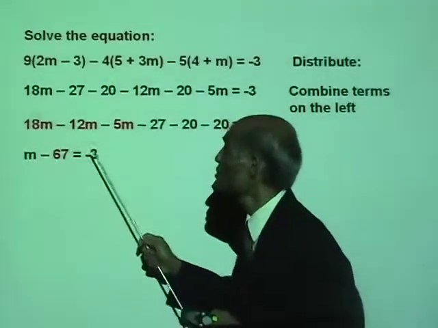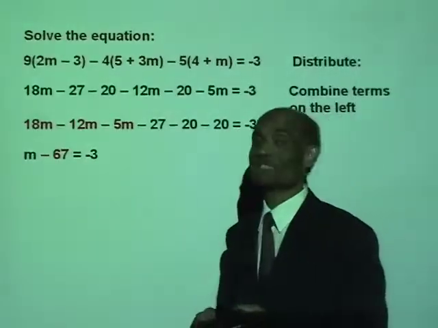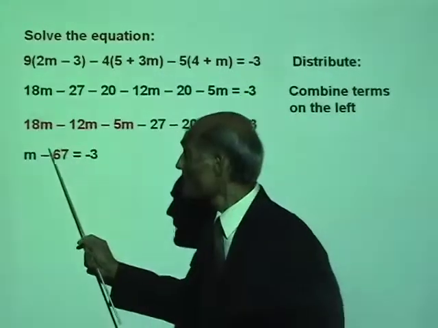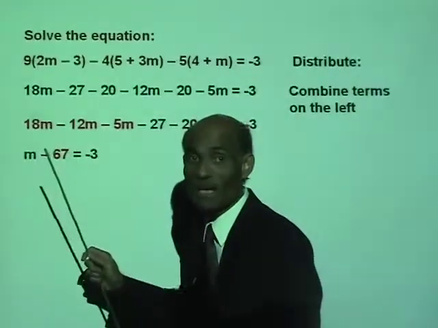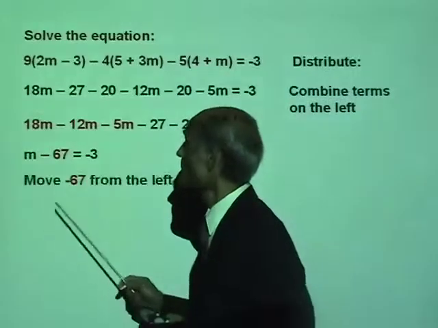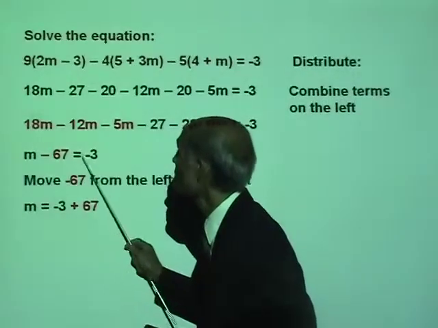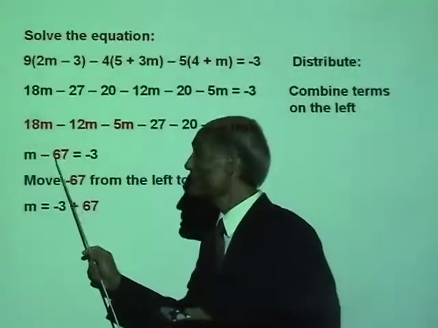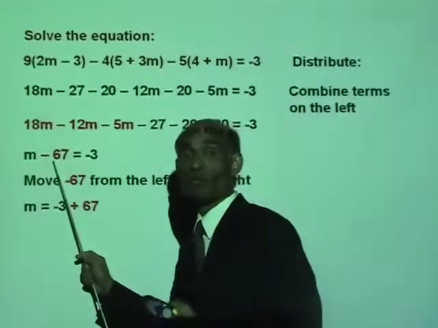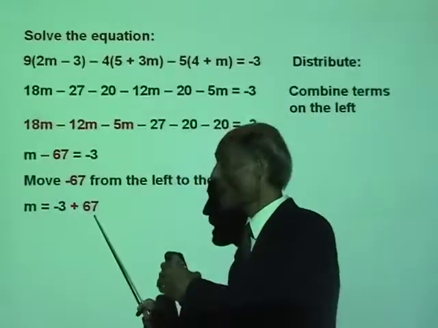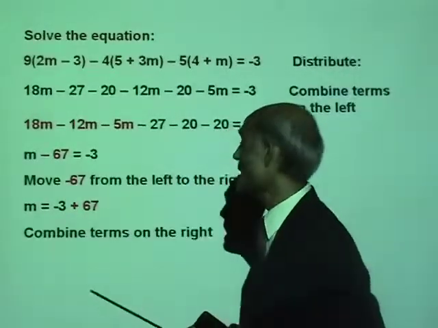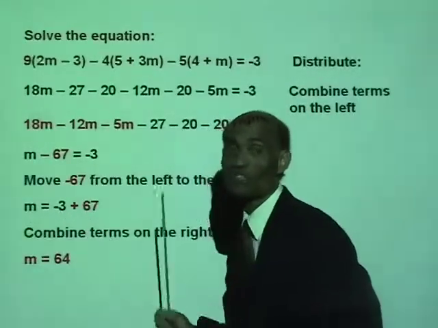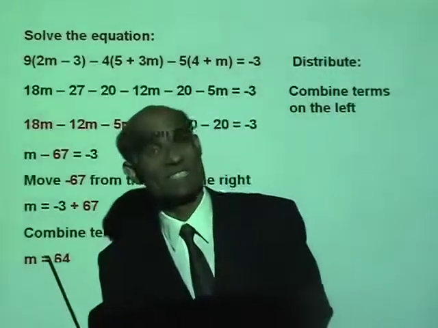m minus 67 equal to negative 3. What is the last step? Move the negative 67 from the left to the right. You get m equal to negative 3 plus 67. Remember, negative 67 when moved to the right becomes positive 67. And that gives you m equal to negative 3 plus 67, which is 64.